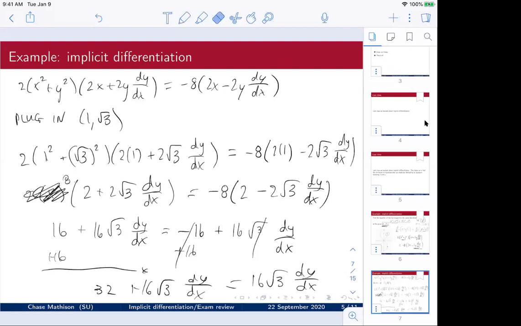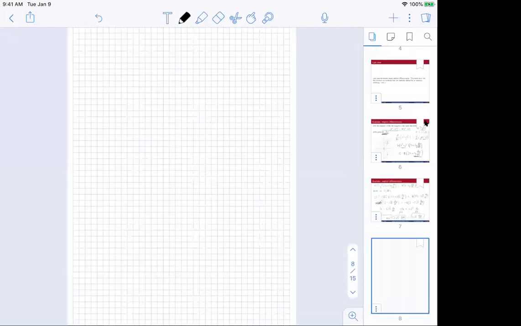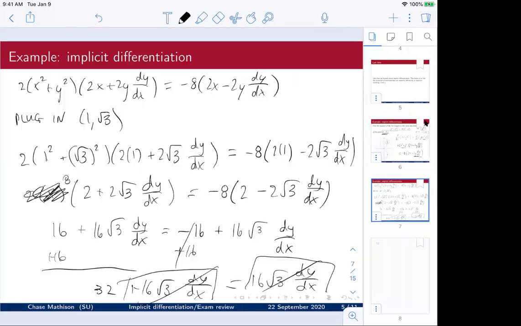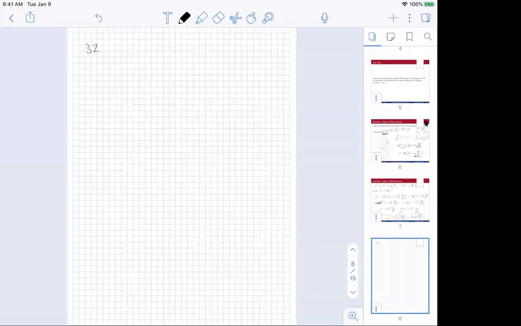Let me get rid of this. There we go. Okay, so then I have the same quantity here on both sides, right? So when I subtract that off, trying to get dy/dx on one side, it actually just goes away completely, okay? And I'm left with 32, because I didn't touch the 32, equals 0.